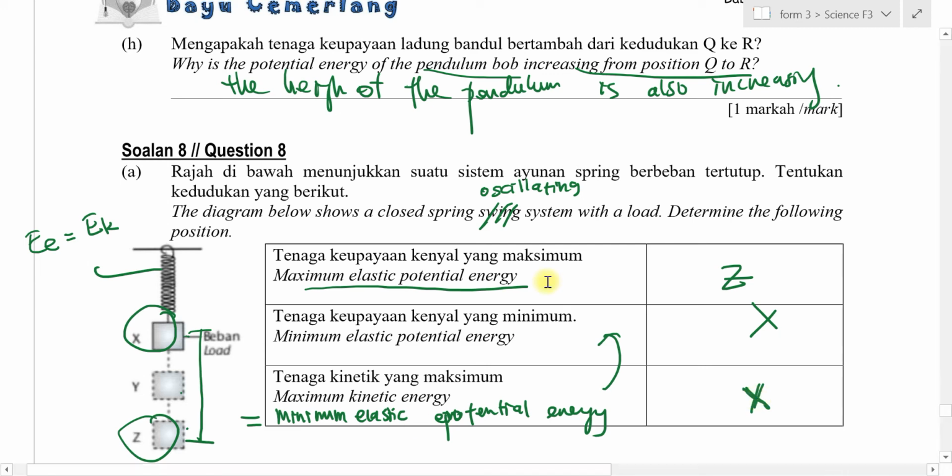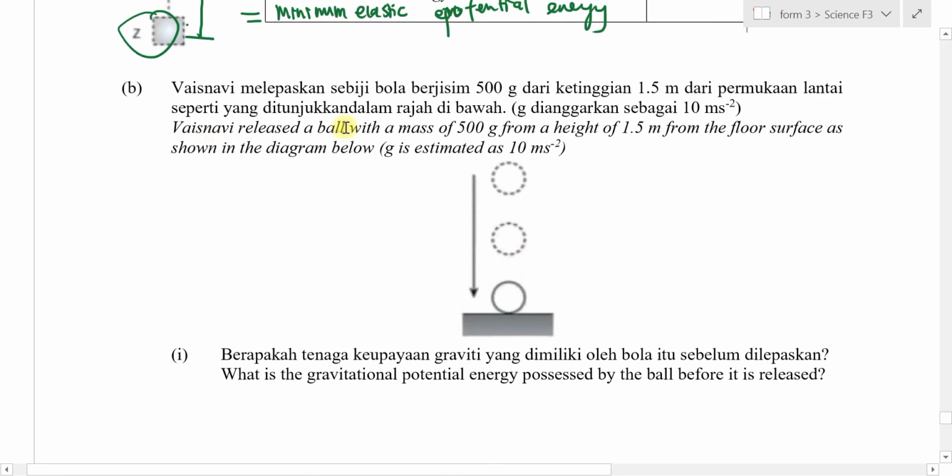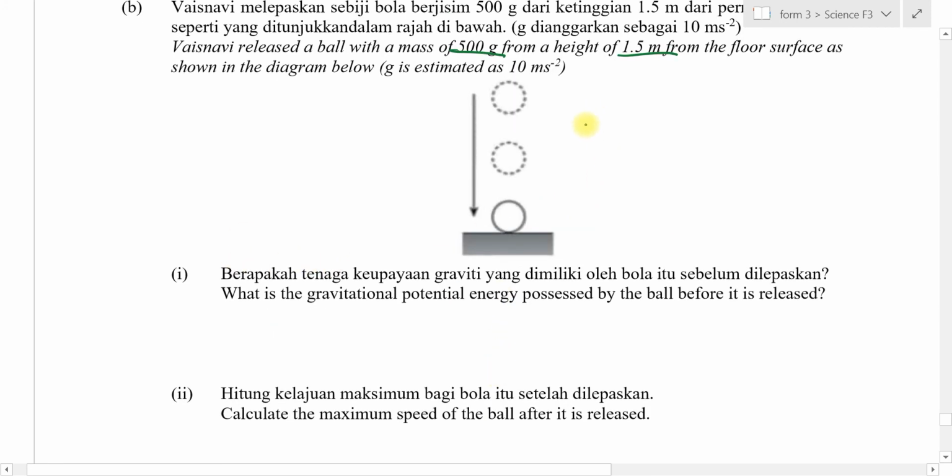Now, Vaishnavi released a ball with a mass of 500 gram from a height of 1.5 meter from the floor surface as shown in the diagram. G is estimated as 10 meter per second squared. What is the gravitational potential energy? Very simple, EP is equal to mgh. Beware, your 500 gram, not kilogram, so it is 0.5 kg. Gravity is 10, height is 1.5.